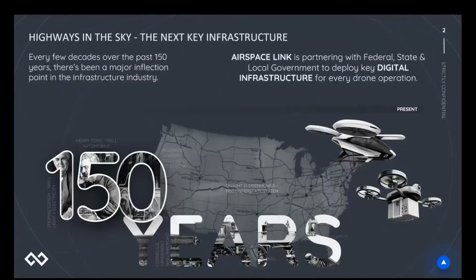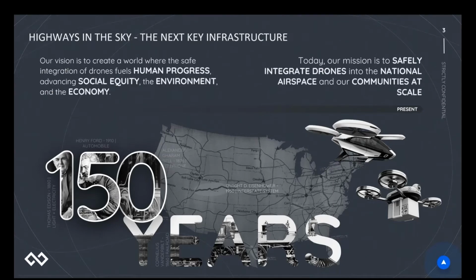So first, a word on Airspacelink and why we're doing what we're doing. Every few decades, over the past 150 years, there's been a major inflection point in the infrastructure industry, whether that's been vehicles, telephone, or highways. It's really changed how we do business and live our lives. We see drones as this next inflection point and a way to fuel human progress and good, whether that be delivering packages and taking cars off the road to reduce carbon emissions, or delivering organ transplants more efficiently. Today, our mission is to integrate drones safely into the federal airspace and communities at scale.